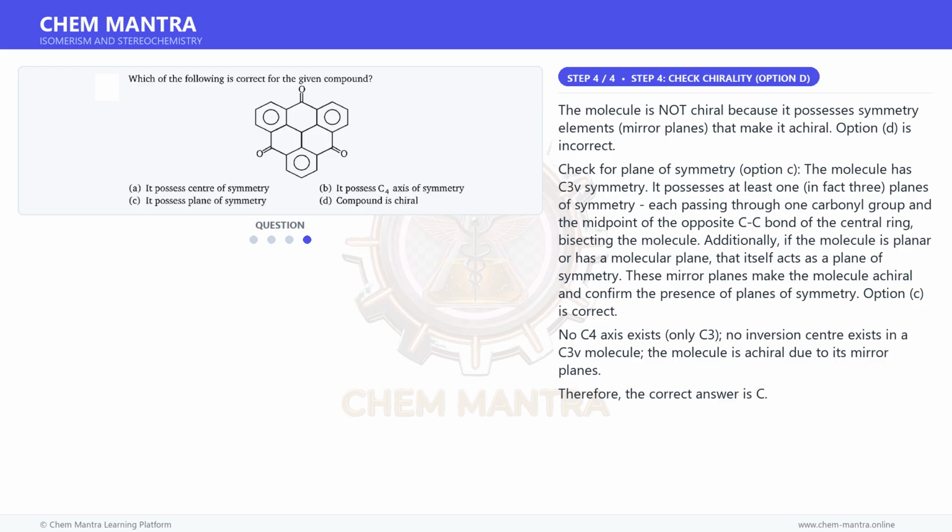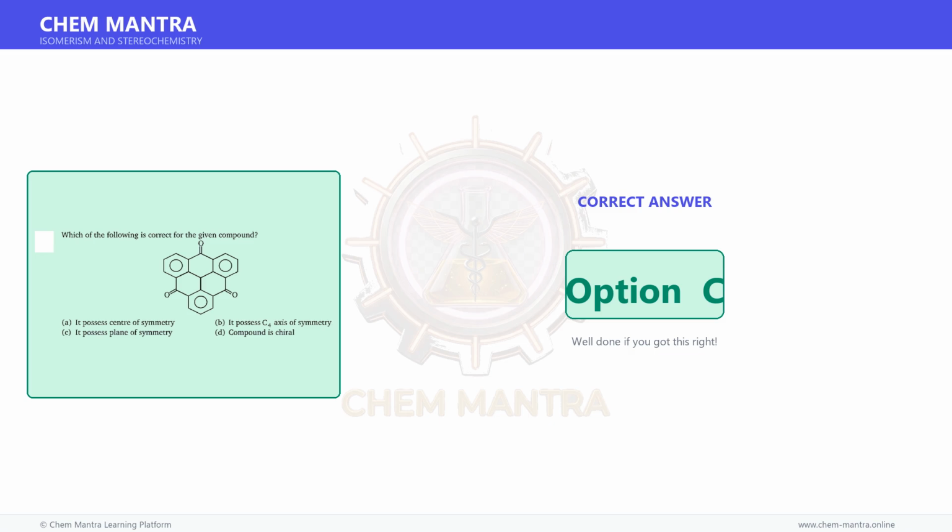Option C is correct. No C4 axis exists, only C3. No inversion center exists in a C3v molecule. The molecule is achiral due to its mirror planes. Therefore, the correct answer is option C.